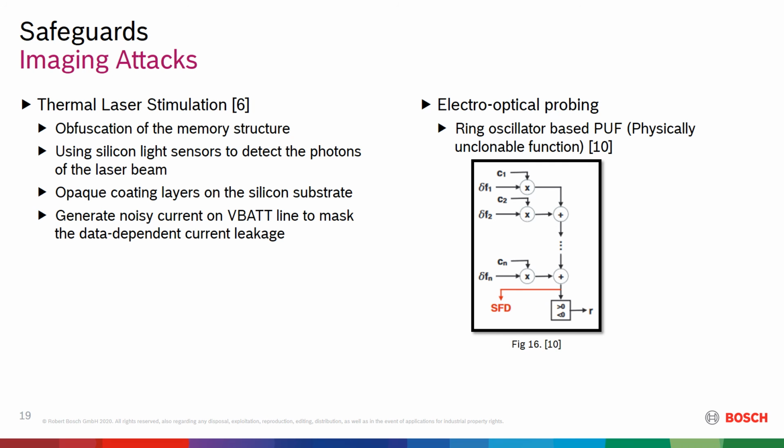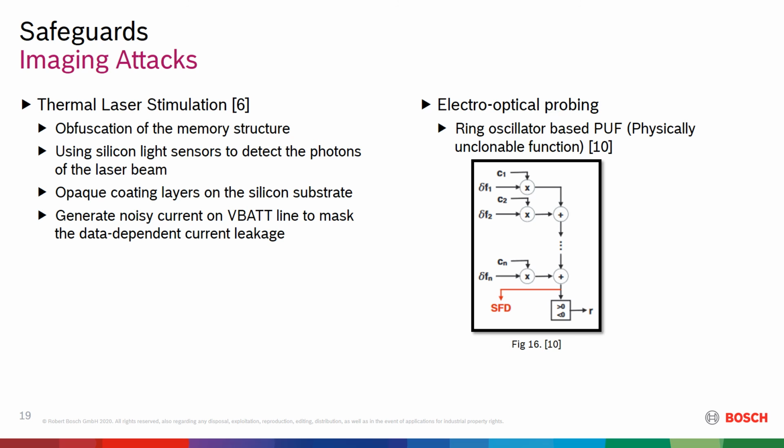Safeguards against thermal laser stimulation attack would be to obfuscate the memory structure, making it harder for the attacker to localize the keys inside the memory. In order to detect such attempts, you could use light sensors. You could use an opaque coating to obstruct the optical path between the transistor and the microscope, and you could generate noise on the voltage line to mask data dependent current leakage.